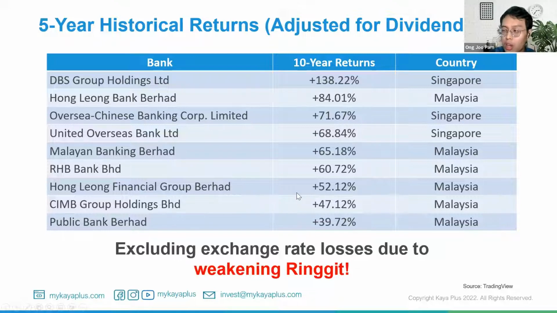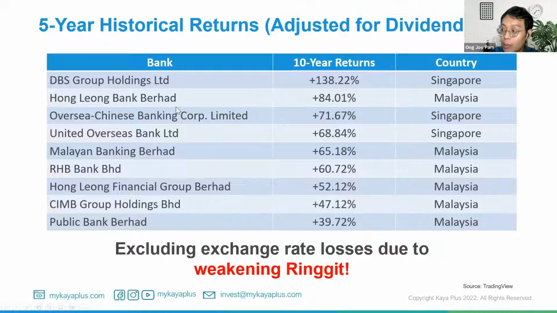But if you chose to invest 100 ringgit into DBS Group, you actually would be getting a 138% return. And that is actually more than 100% outperformance compared to Public Bank, right? So you need to keep that in mind.